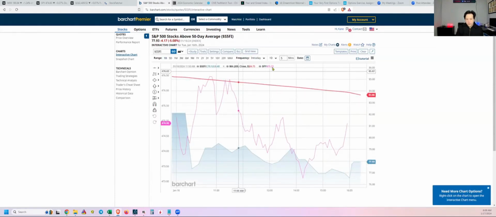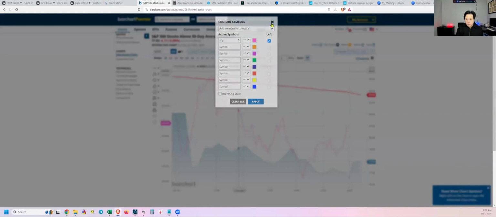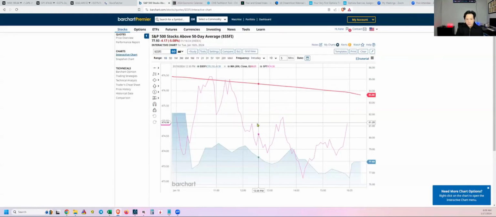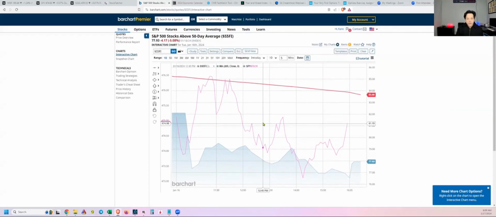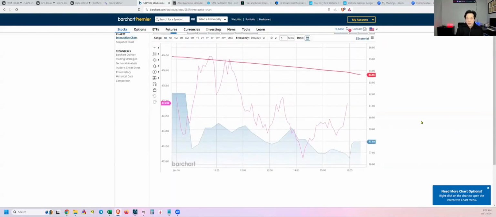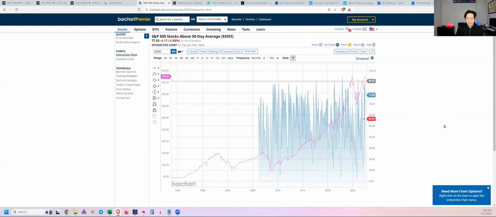Let's get rid of this. How do I get rid of this? All right, ignore the pink stuff and the red stuff. I'm not sure why it's on there. I'll have to figure it out. I don't use charting on Barchart that often, so I'm not super familiar with their controls. I'll figure it out a little bit later. So if I go over here, let's go to 20.